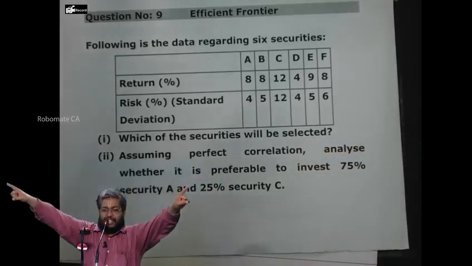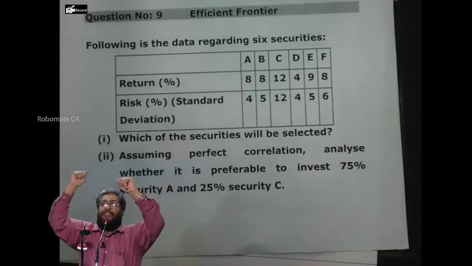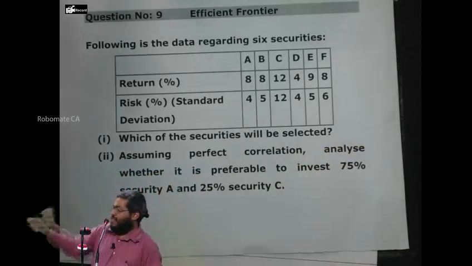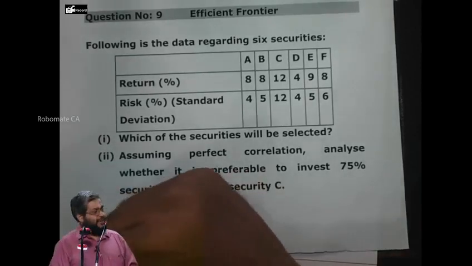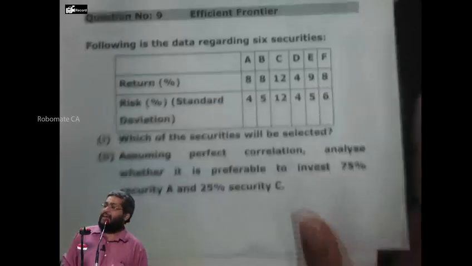Now, don't worry about portfolio. 6 shares are there in the share market. My question is, in which share you will never invest? You will not like which shares? Tell me. B, D and then F, because B, D and F are inferior to the other securities, so you will not be investing. Yes or no?